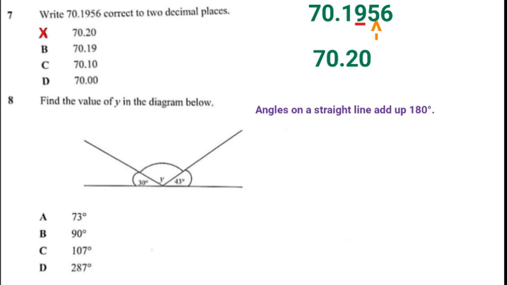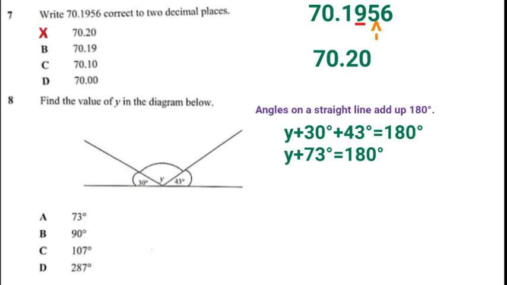What we're going to do now is come up with an expression where we can add the 3 angles to get 180 degrees. We're going to write y plus 30 degrees plus 43 degrees will give us 180. First I'm going to add 30 and 43. So I'm going to write y plus 73 is equal to 180. The 73 is coming from 30 plus 43, which gives us 73.